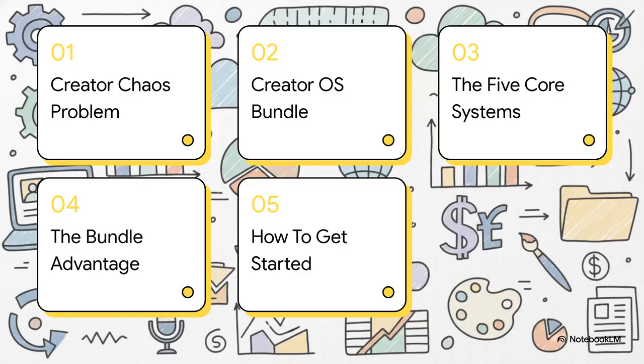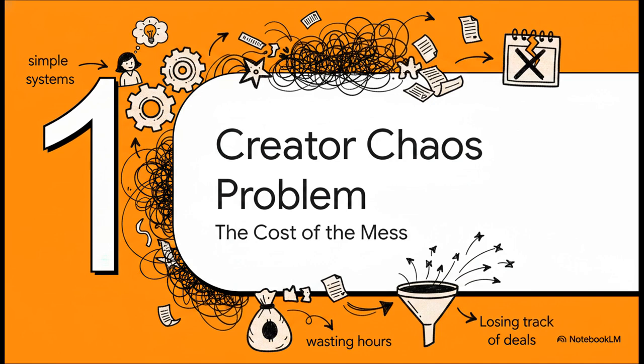Okay, so here's our roadmap for today. We're going to start by looking at the creator chaos problem, then introduce the Creator OS bundle, break down its 5 core systems, go over exactly how to get started, and finally wrap up with the bundle advantage. Let's kick things off with Section 1, the Creator Chaos Problem, and specifically, the real cost of all this mess.